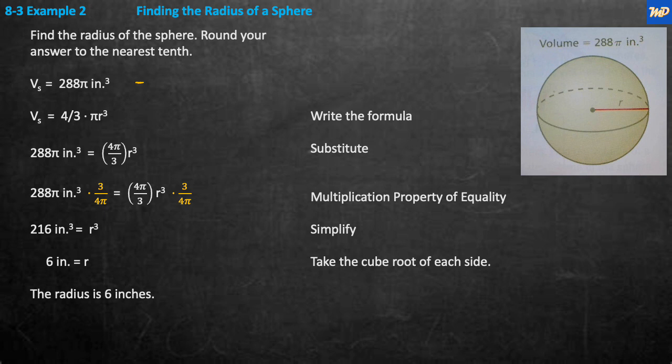Where did my pencil go? I think I lost it. Oh, there it is. 288 pi inches cubed. Then I wrote down the formula. I like to always write down the formula. We're working with 4/3 pi r cubed.